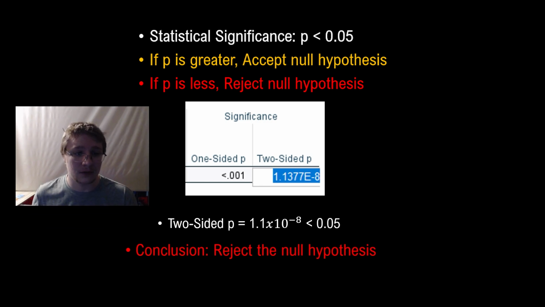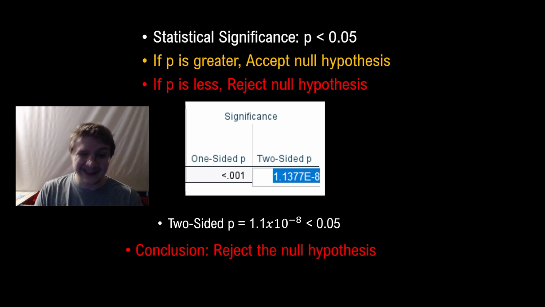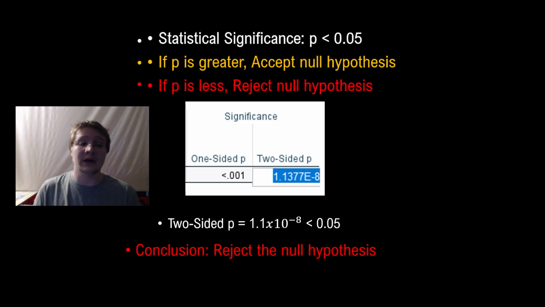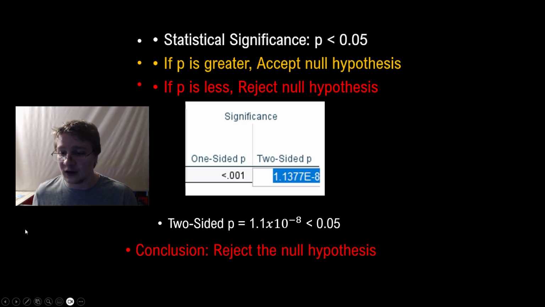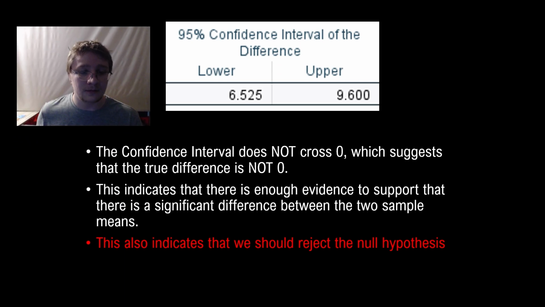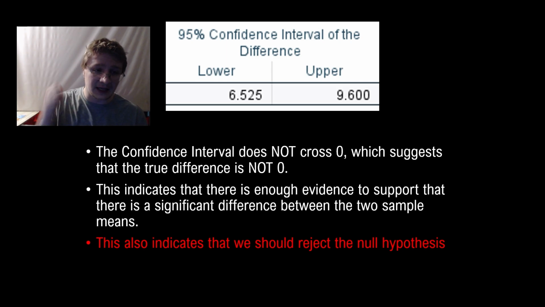Now, we look at our p-value. P-value if it's less than 0.05 as usual. So we look at our number. Our number is really tiny. Our tiny number is definitely less than 0.05, so we reject the null hypothesis here as well. And then our last thing we do is the confidence interval, checking if it crossed 0. Both numbers are positive, so they did not cross 0, which suggests that the true difference is not 0, just like the last test.